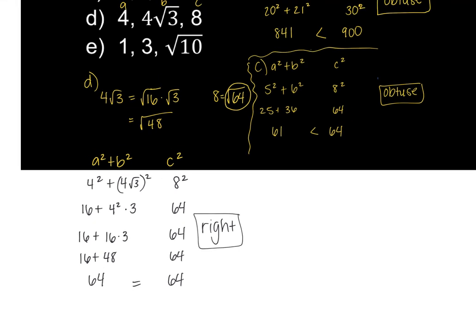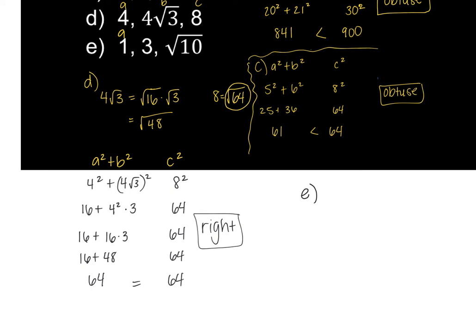Okay, last example. E. So for E, guys, we have the sides 1, 3, and the square root of 10. What's the smallest side, obviously? 1. So that, we'll just put an A next to that one. That one will be our A. Now, there's no way to compare 3 and the square root of 10 unless you knew what the square root of 10 was, which most people don't.